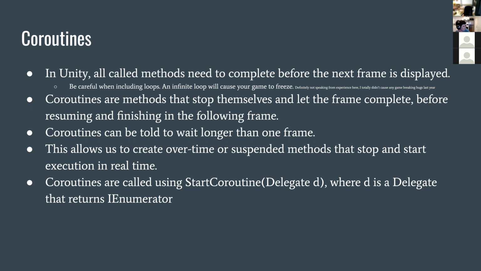So first off, I need to start this discussion off with talking a little bit about how Unity works. So in Unity, whenever you call a method, that method has to run to completion before the next frame can be displayed. So if you were to do something stupid, like include an infinite loop in a method and then call that method, it'll cause your game to freeze. I definitely didn't learn that the hard way. I'm a good programmer, I swear.